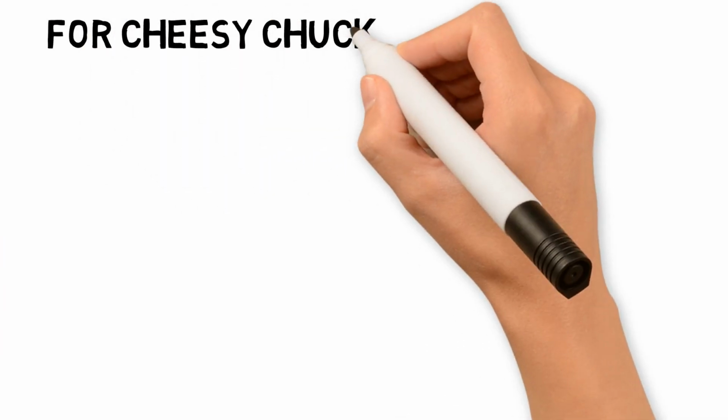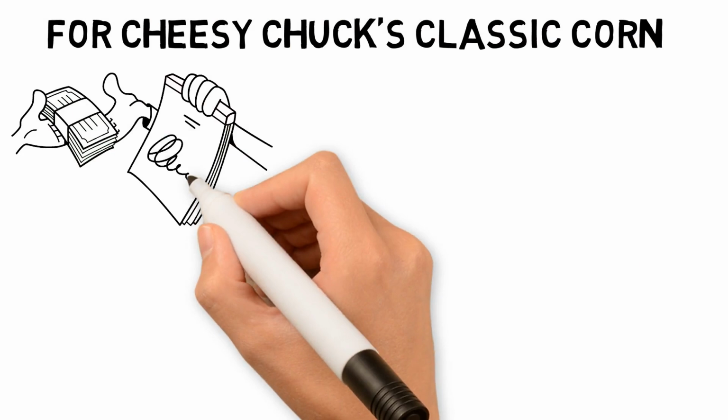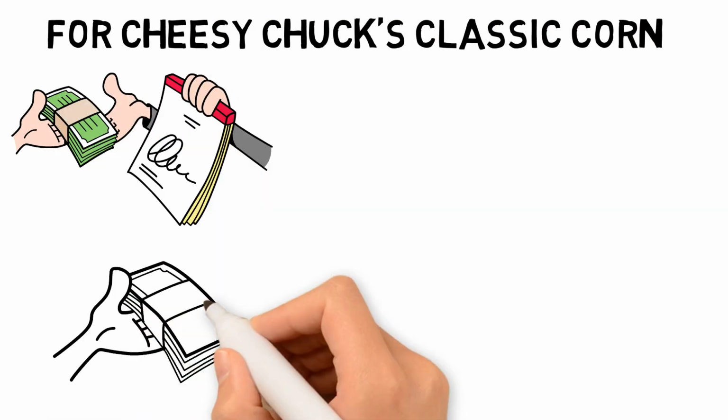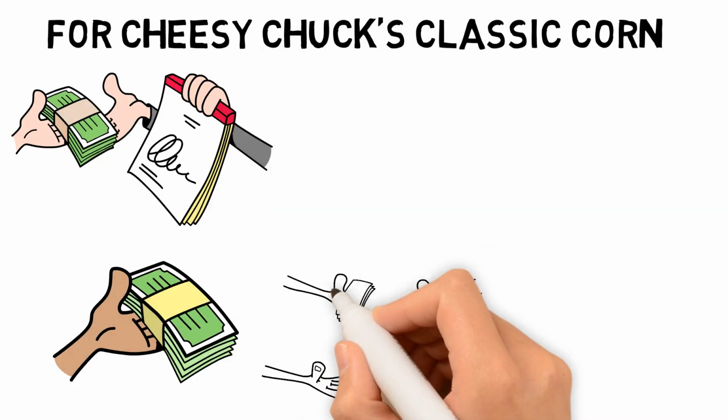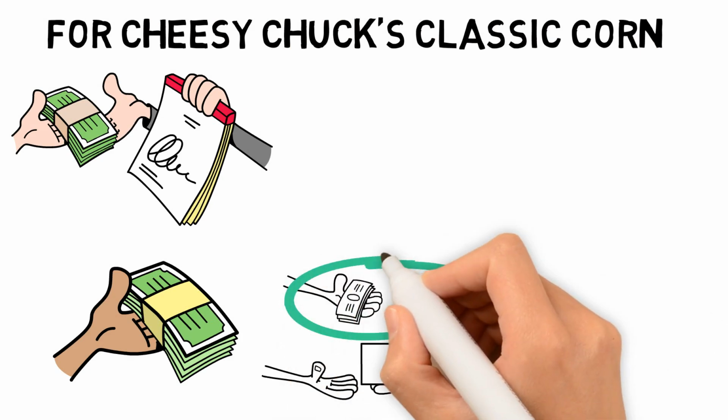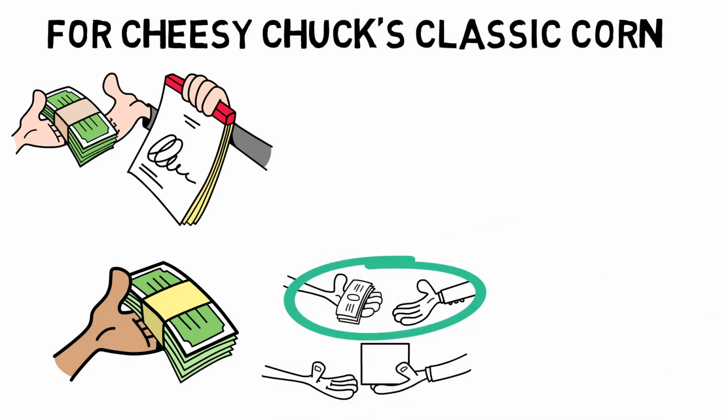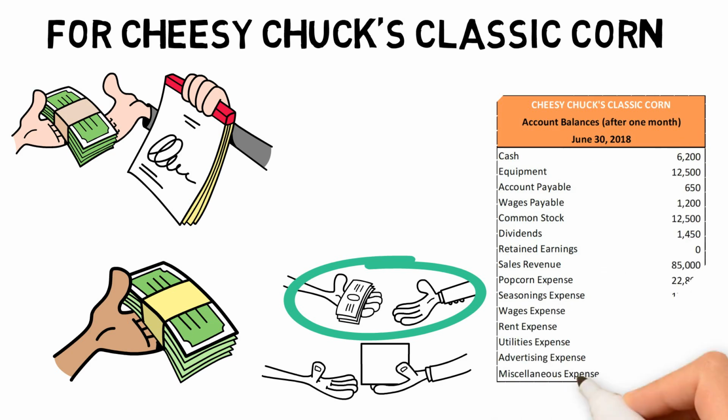For Cheesy Chuck's Classic Corn, the statement of cash flows for June includes cash received from sales, cash paid for expenses, cash spent on purchasing equipment, and cash received from loans. It provides a detailed picture of how cash moved in and out of the business during the month.